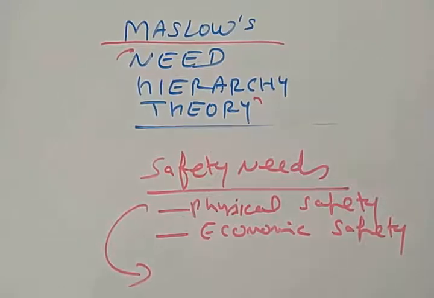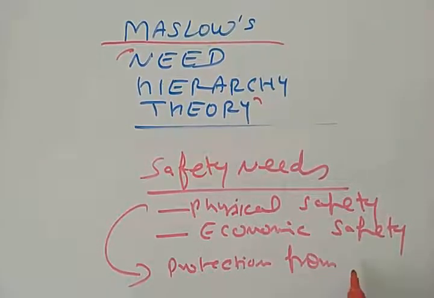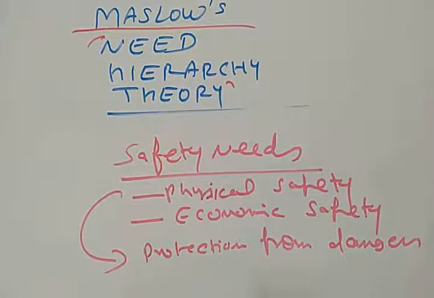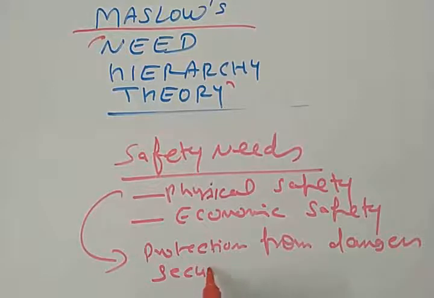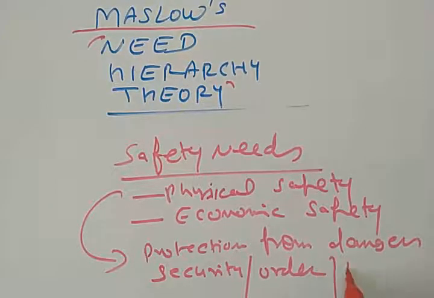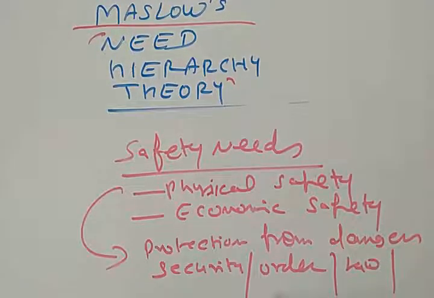Physical safety is safety like protection from dangers, security, order, law, etc. Economic safety is like financial safety, old age safety, etc.